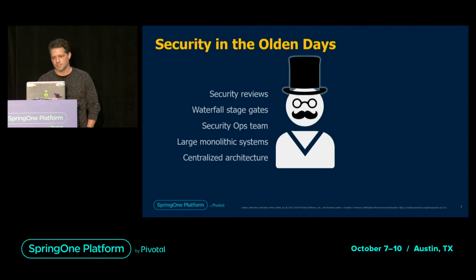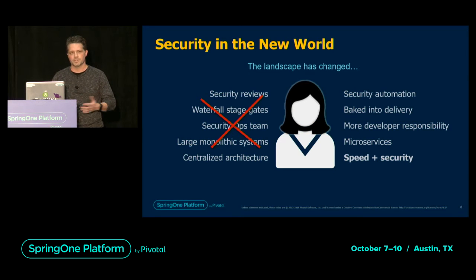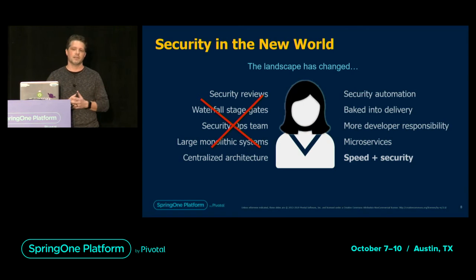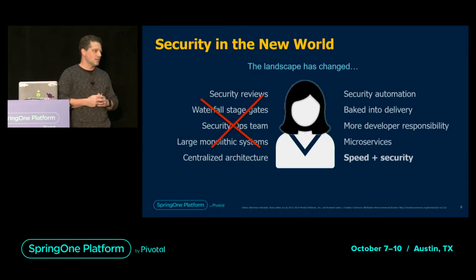So, in the new world, we need to change some of our outdated processes, right? Some of these archaic security processes around doing security reviews, security ops teams that do the security for you. Change a lot of these old processes and move more towards developer empowerment, enabling developers to take on all of these aspects of delivering software, right? So we want speed and security. It's no longer a choice.